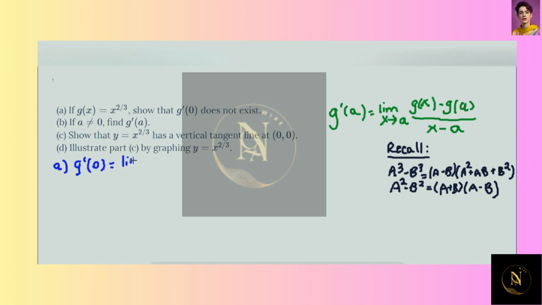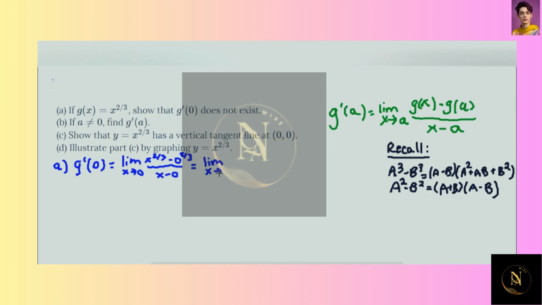The limit as x approaches 0 of the function g of x, which is x to the 2/3 power, minus the function evaluated at 0, 0 to the 2/3, divided by x minus a, which is 0. Here we're just left with x to the 2/3 over x, limit as x approaches 0.